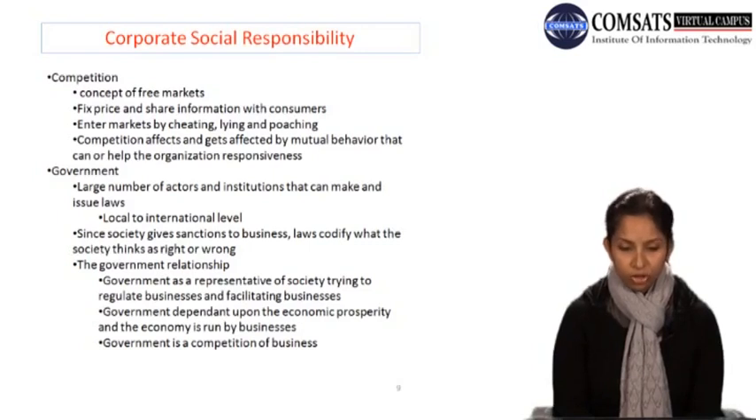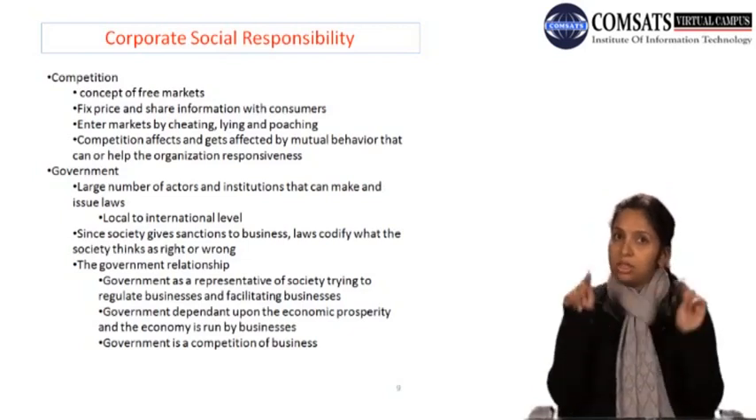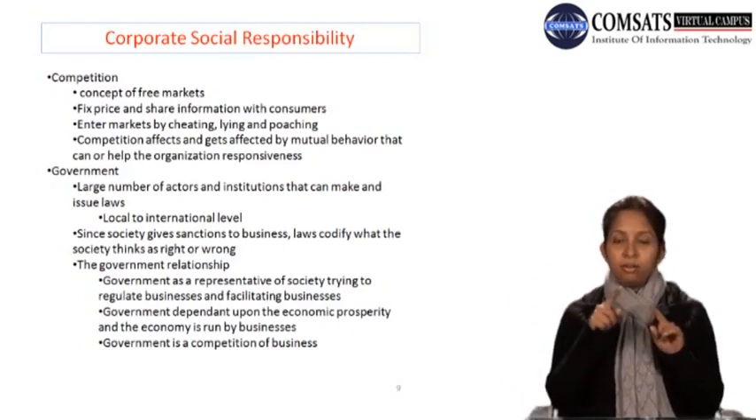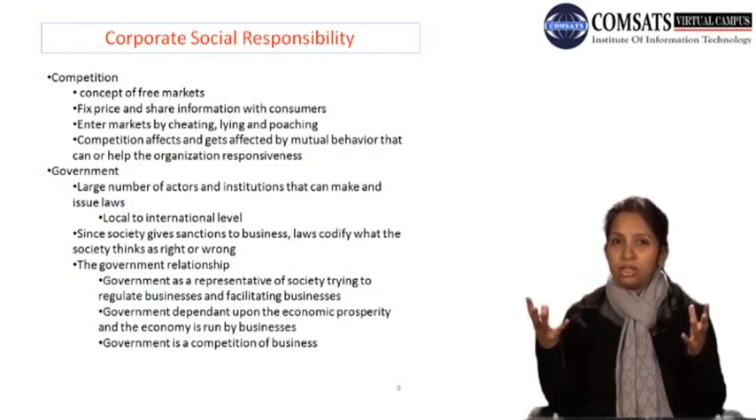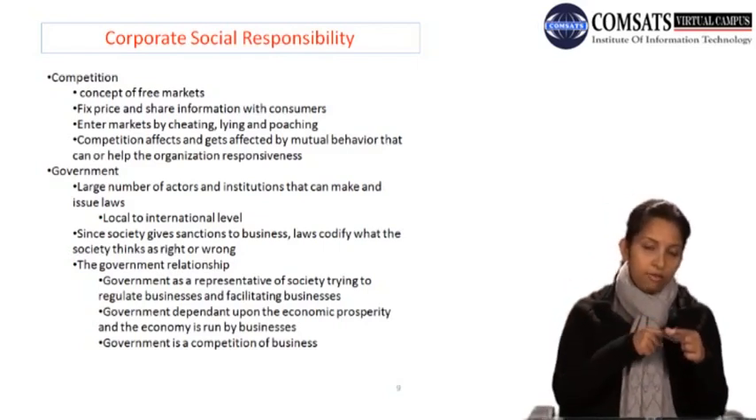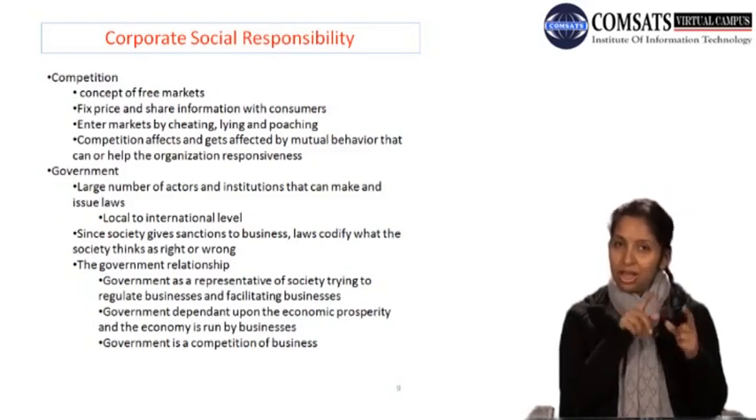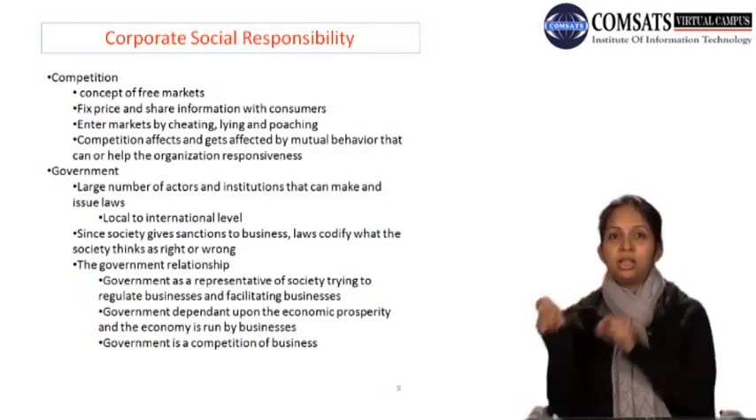So that is why jo aapki government hai, that becomes extremely important. With reference to the government relationship, the government as a representative of society trying to regulate businesses and facilitating business. So government ka purpose sirf ek side nahi hai. Government ka purpose sirf ye nahi hai ki businesses ko constraint kiya jaye, keeping in mind the happiness of the society. Government ka kaam sirf ye nahi hai ki businesses par bahut zyada rules and regulations apply kiye jaye because the society wants it. Government ka kaam twofold hai. The government is looking after the interests of the society by making rules and regulations that sort of constrain the businesses, and it is the right or it is the duty of the government as well to facilitate businesses.